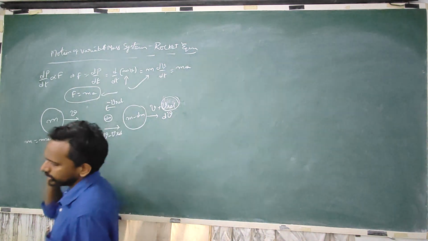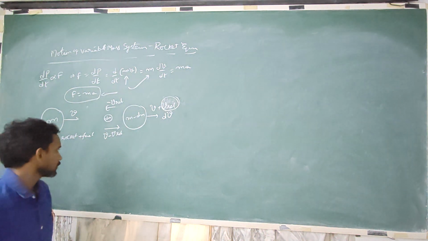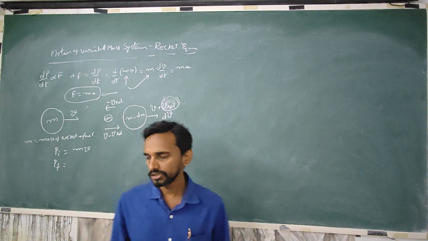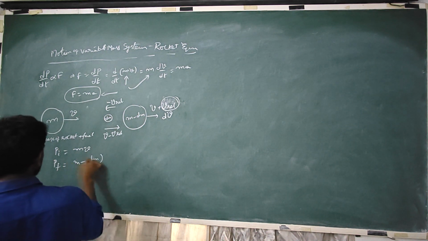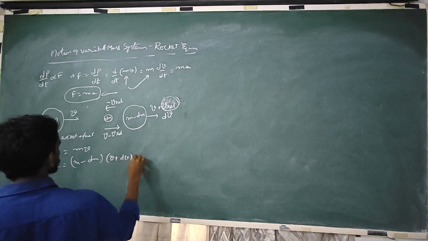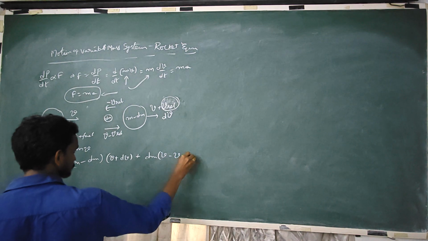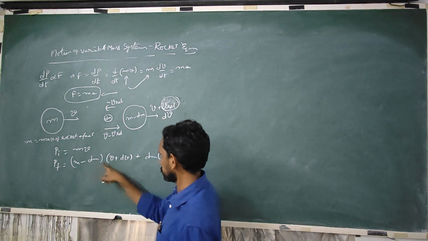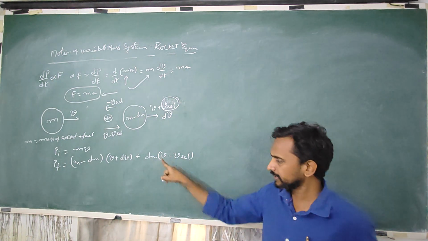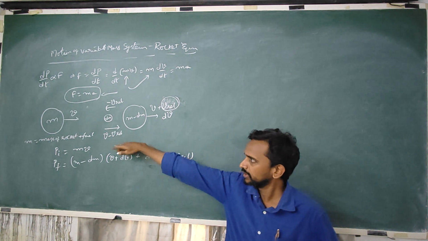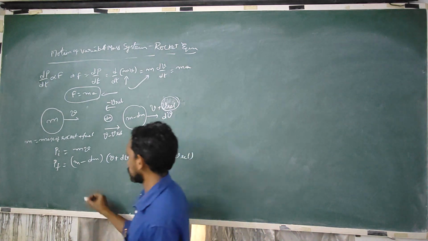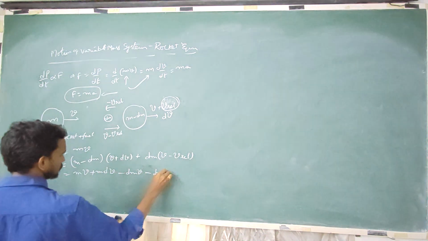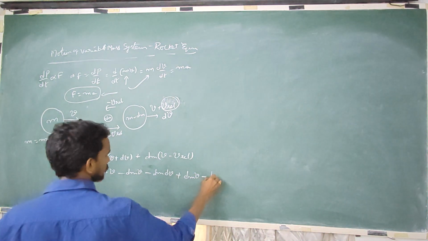Now I want to calculate the change in momentum of this system. Initial momentum is mv. Final momentum is what? Mass and velocity of these terms. So (m minus dm) times (v plus dv) plus dm times (v minus v relative). That is the final momentum. So here we have 2 by 2, total 4 terms, and 2 by 1, 2 terms. Total 6 terms will come in Pf and 1 term in Pi. So what you get: mv plus mdv minus dmv minus dmdv plus dmv minus dm v relative.